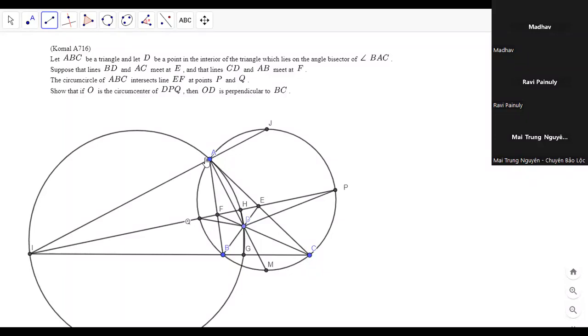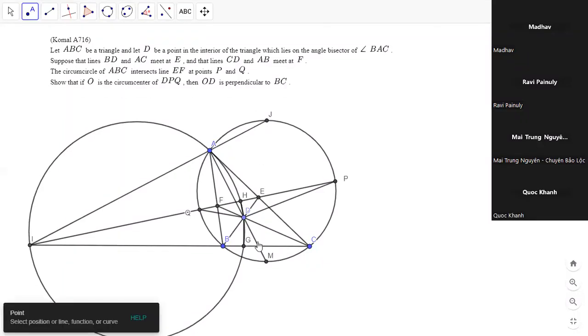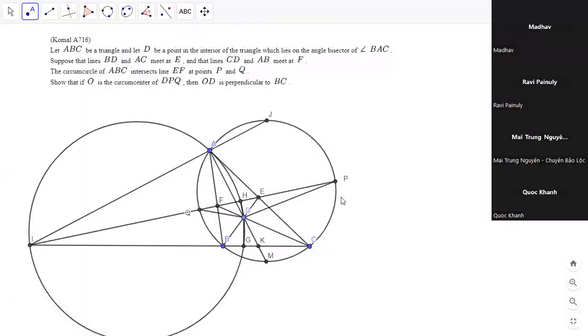So how do we know IA passes through the midpoint of arc BAC? You can do that by projective geometry. If you intersect AD with BC, that is a fixed point. Oh, it's harmonic. Yeah, it's harmonic. So IBKC is harmonic. So since that's an angle bisector, yeah, that has to be perpendicular.